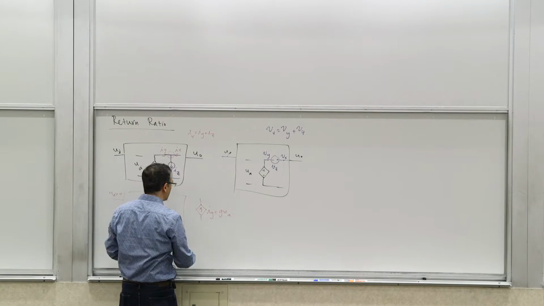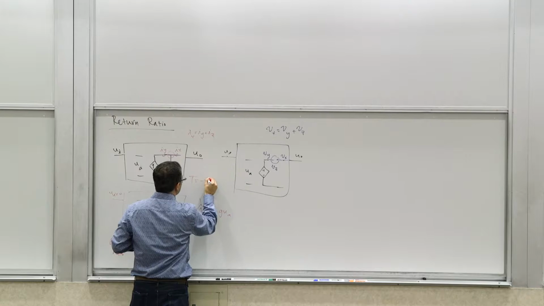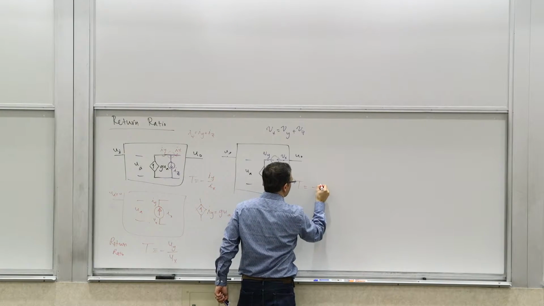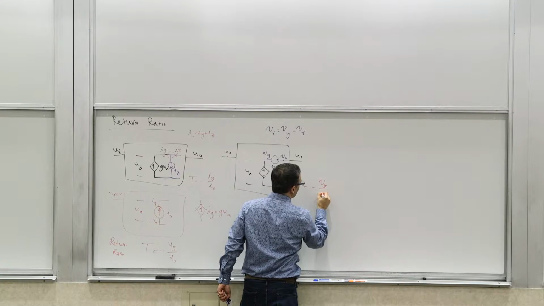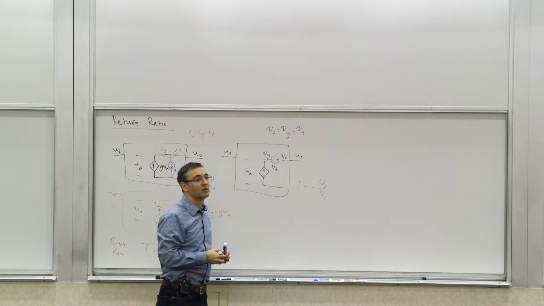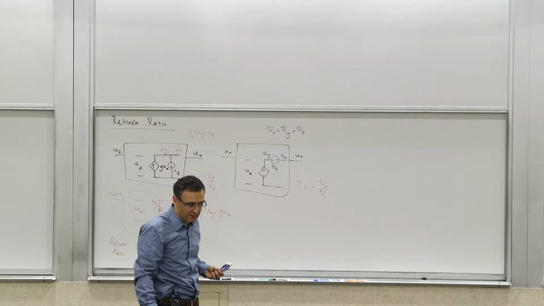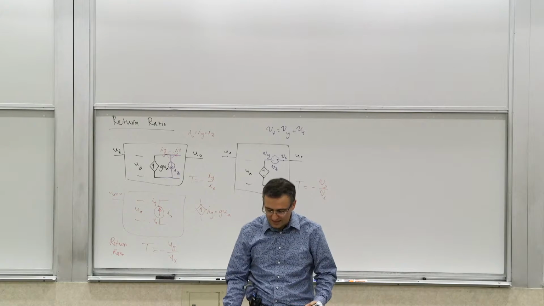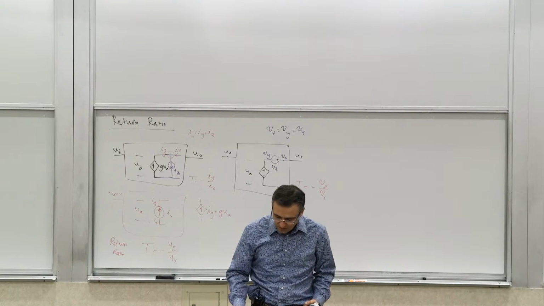So the return ratio here would be negative Iy over Ix, and here it would be negative Vy over Vx. In general, negative Uy over Ux. So this is a definition thing, really. And we'll see how it comes to be useful.